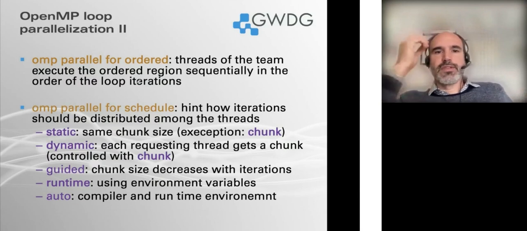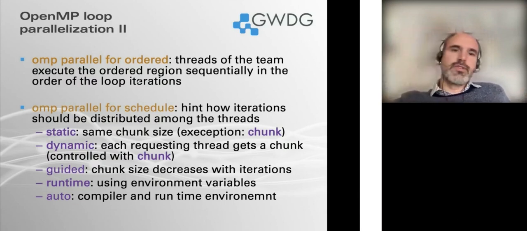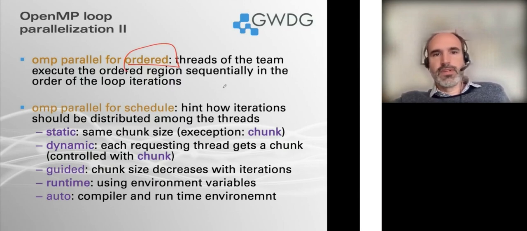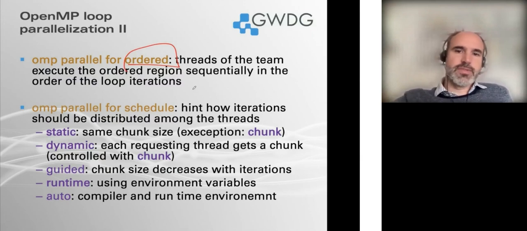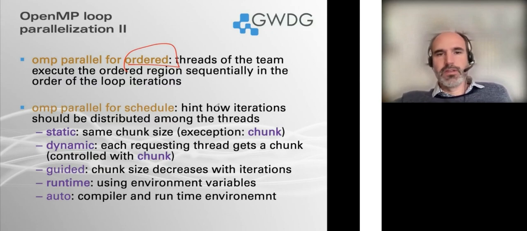Other words you can use, other clauses. You have the OMP parallel for ordered clause. That means that threads of the team execute the ordered region sequentially, basically following the order of the loop iterations. So this is sometimes necessary to avoid conflicts. The question is whether you actually gain any benefit in speedup, sometimes not.